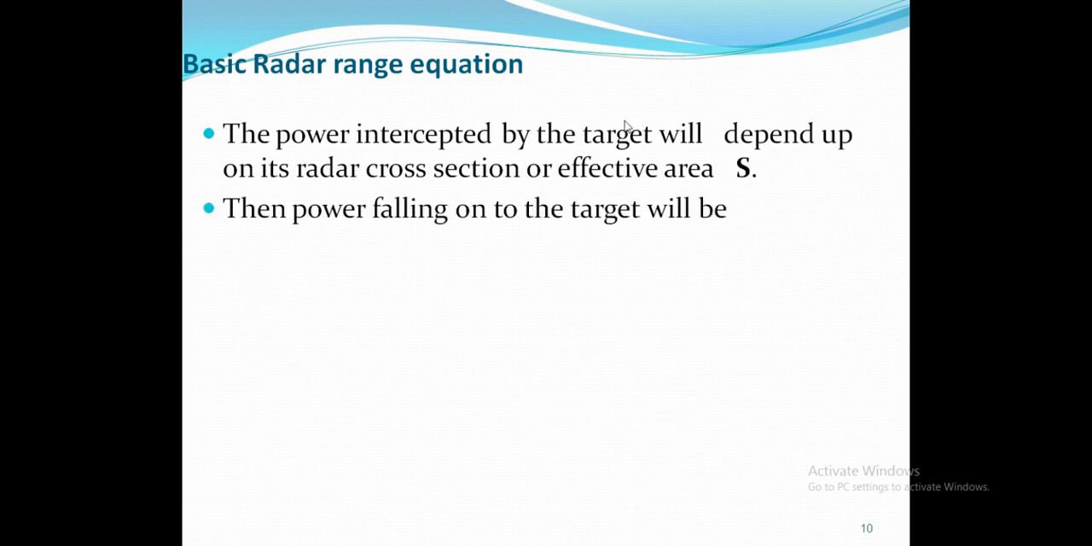Next, the power intercepted by the target will depend upon its radar cross section or effective area S. Then the power falling onto the target will be PD equals S into G PT by 4 pi d square. Here S is the radar cross section area or effective area.